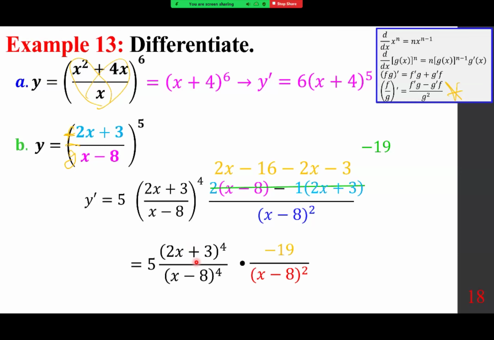So what's in the numerator? 5 times negative 19, which makes it negative 95, and this guy to the power of 4. What's in the denominator? (x - 8) to the power of 4 plus 2. And that's the final answer. Again, you don't have to necessarily take this step. You can go from here to here as long as you understand what you're doing. I just wanted to be clear.